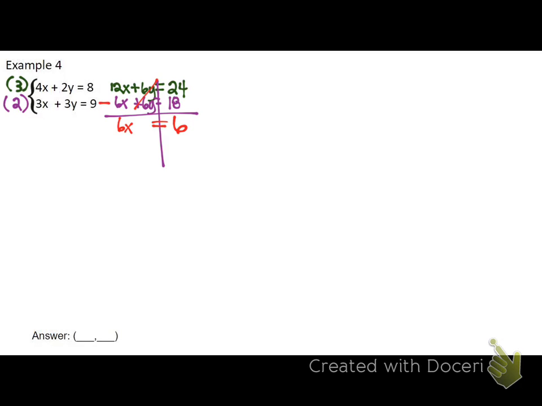How do I get the x by itself? Divide by 6. Don't you guys like this part of the problem? You're like, yeah, I got this. Okay. And then now we need to find what y equals. So we substitute for x. Doesn't matter which equation you want to use, just pick one. First one? Okay. So we have 4, and I'm going to substitute for x.